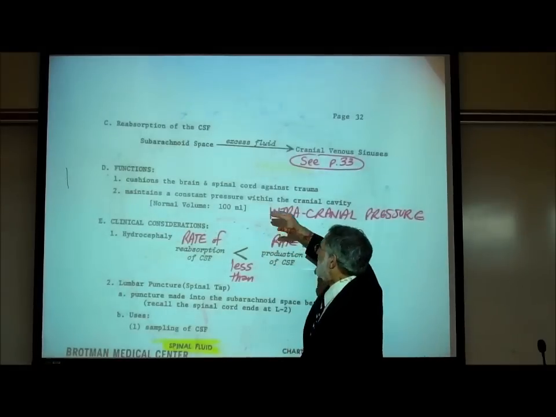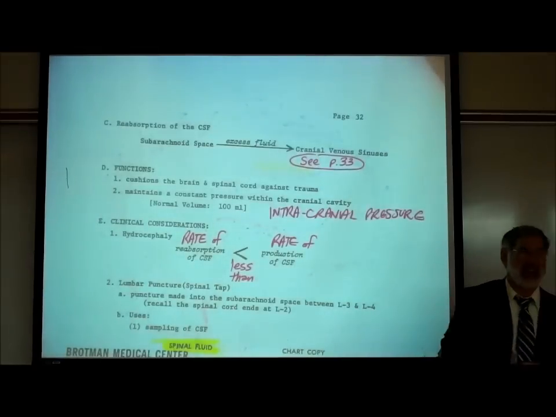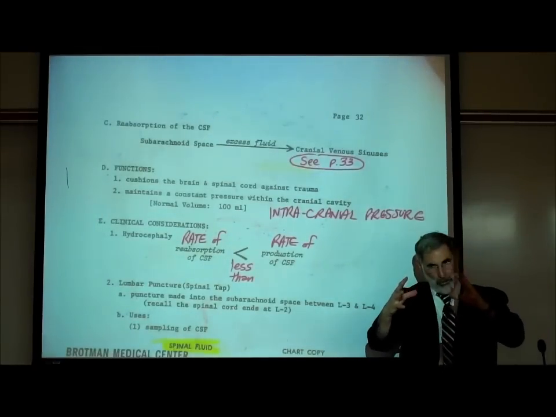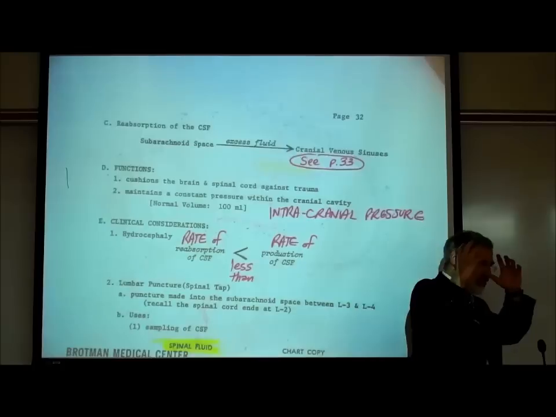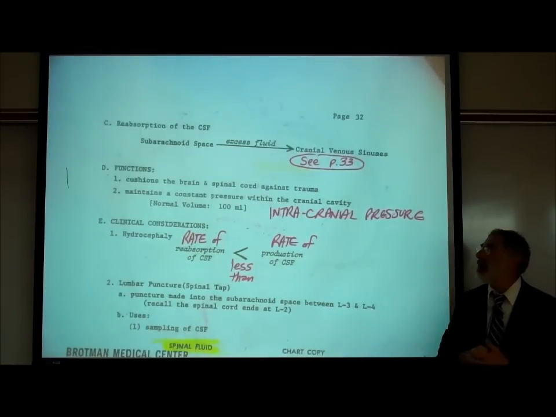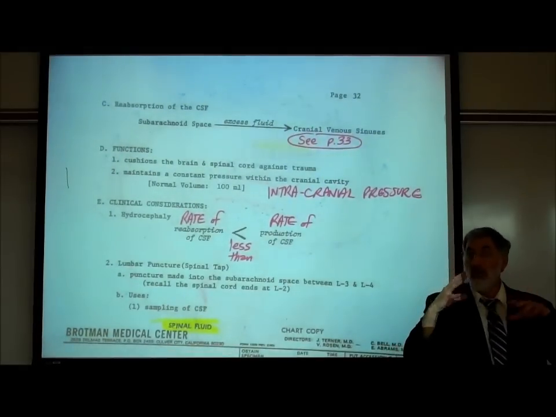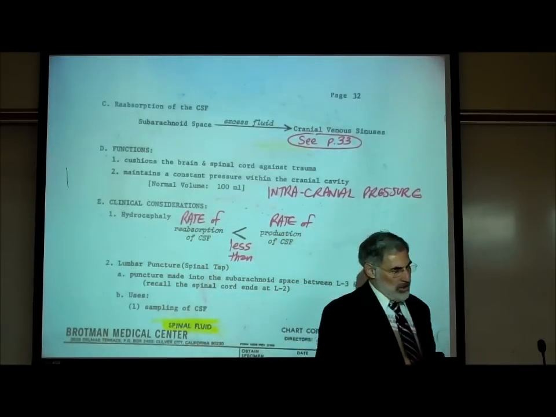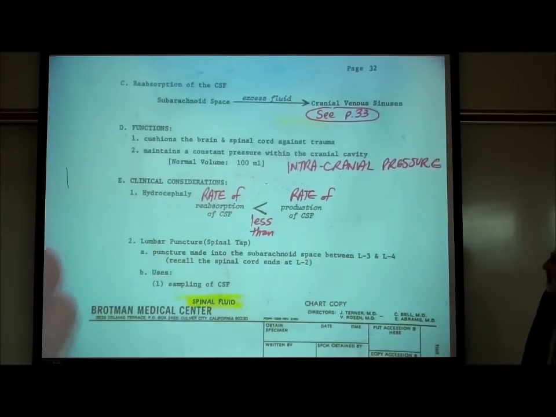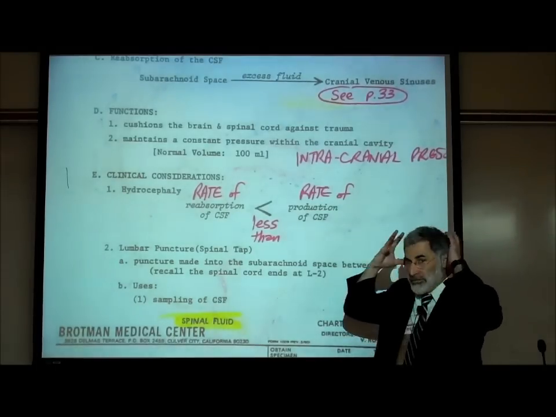It also maintains a constant intracranial pressure, a constant pressure inside the skull. As long as you've got the right amount of fluid and you don't have less than normal or more than normal, you have a constant intracranial pressure. Now, a problem can develop if you have either a reduction of fluid or an increase in fluid. A buildup of cerebrospinal fluid, more than normal, is called hydrocephaly. Hydro means water, cephalic means brain. It's commonly translated as water on the brain. You've got too much fluid.